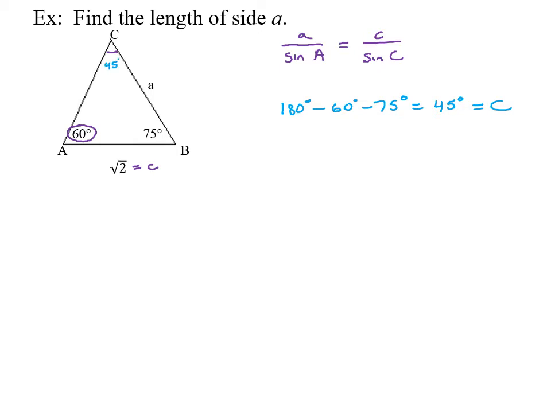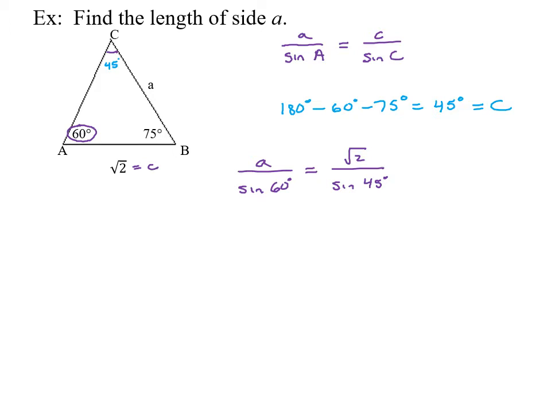And so I just put the stuff in that I'm looking for and what I know. So side A is my unknown. Sine of A would be sine of 60. Side C is the square root of 2. And sine of angle C, which would be 45 degrees.